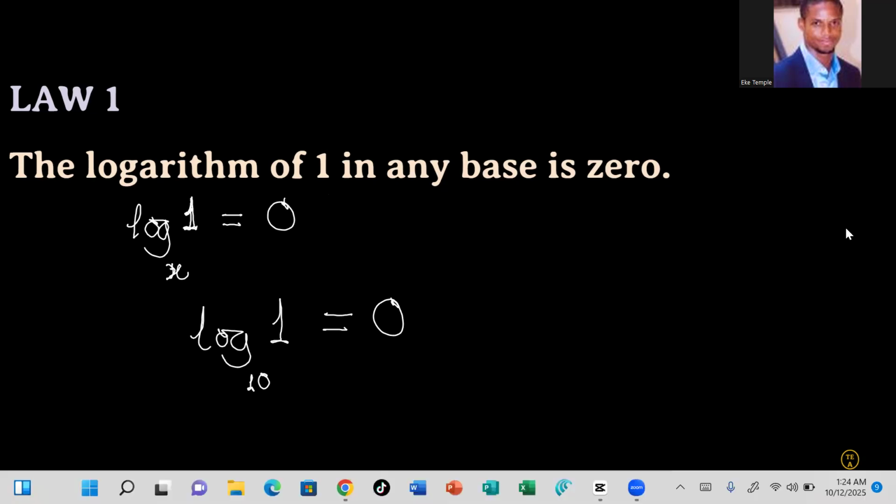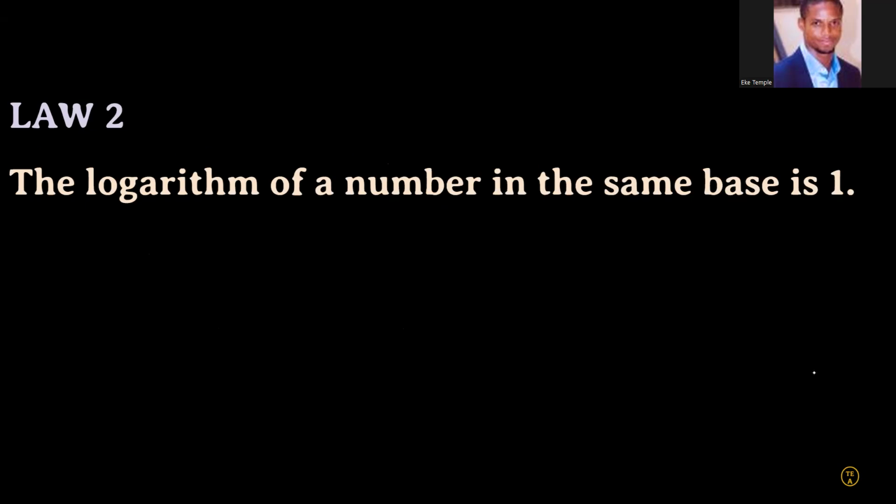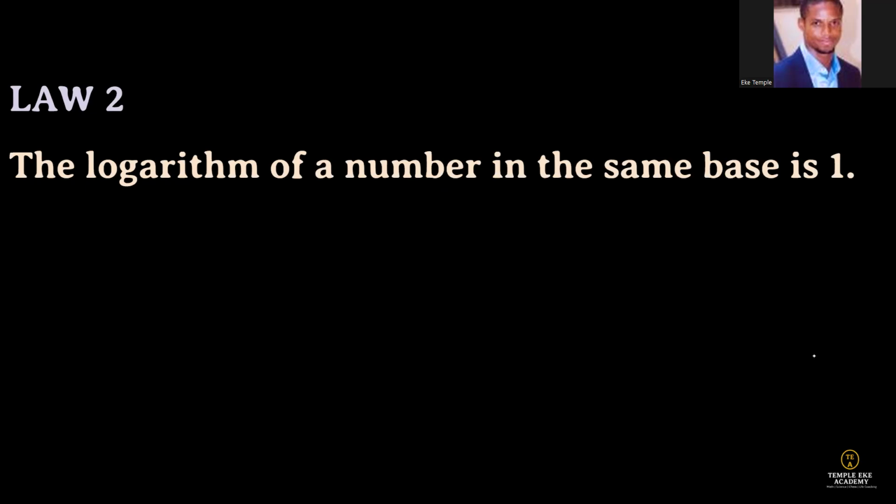Here we have the second law of logarithm. The logarithm of a number in the same base is 1. So the base and the argument are the same. The result is 1. Once the base and the argument are the same, the result is 1.